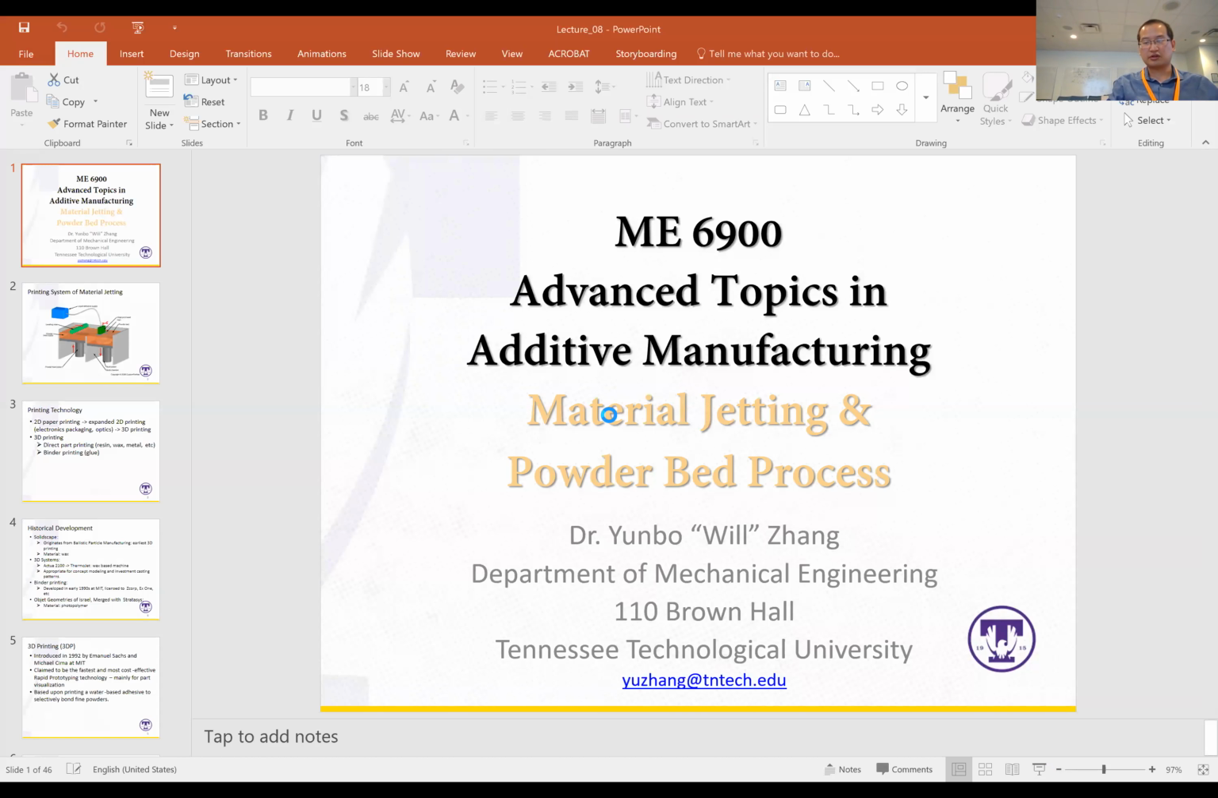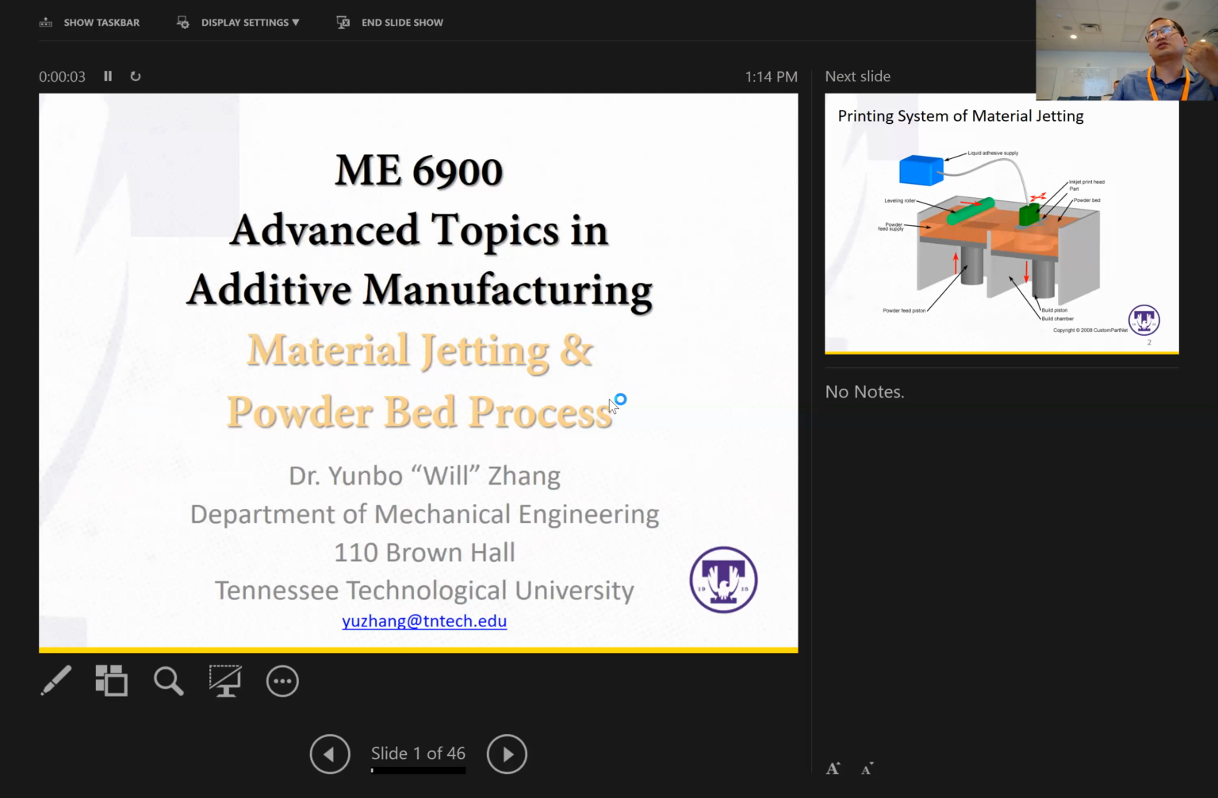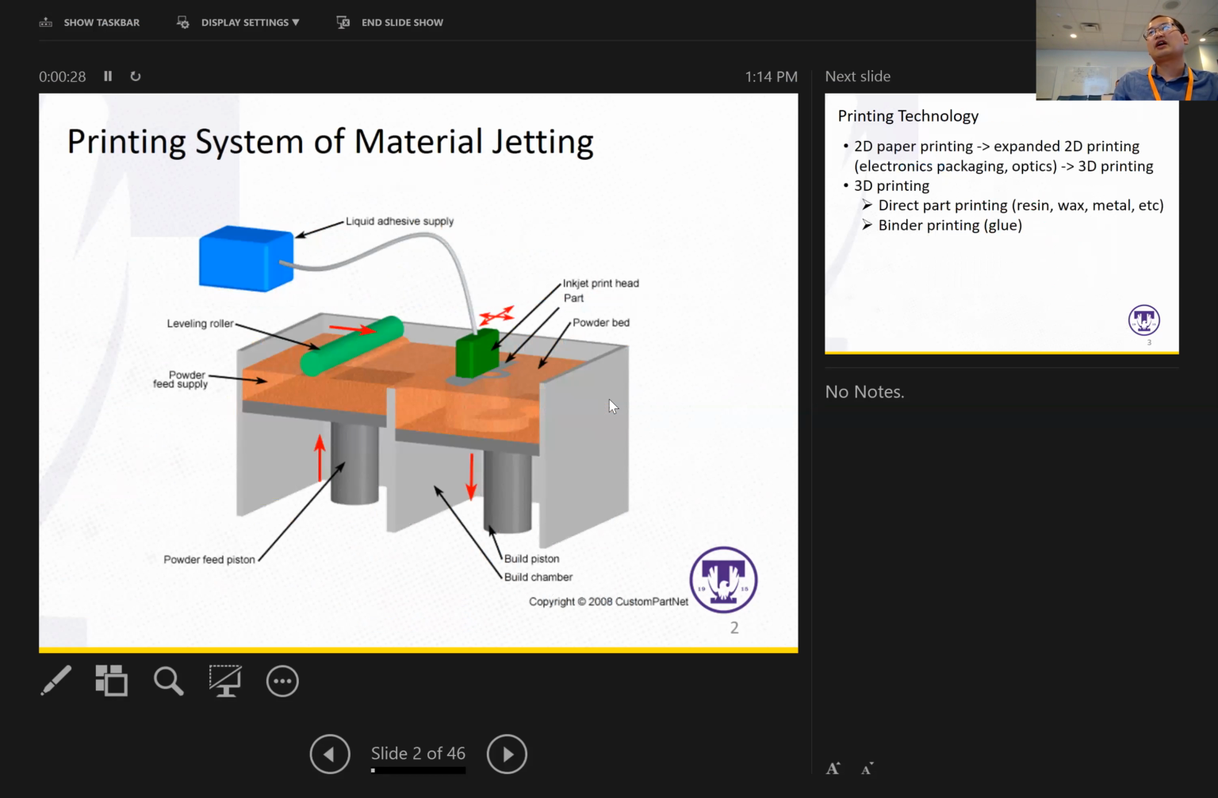Okay, let's start. In today's lecture, we're going to talk about the material jetting and powder bed process. They're a little bit similar because they all utilize powder as the building material, but there are some differences, especially in how to bind the powder particles together. It has very distinct features there, all right?